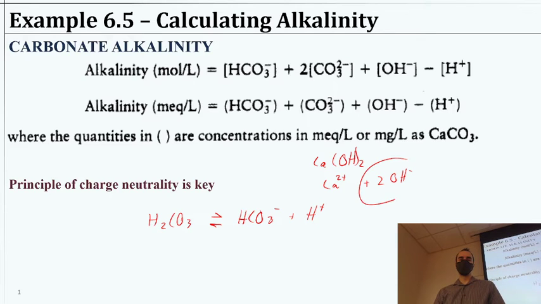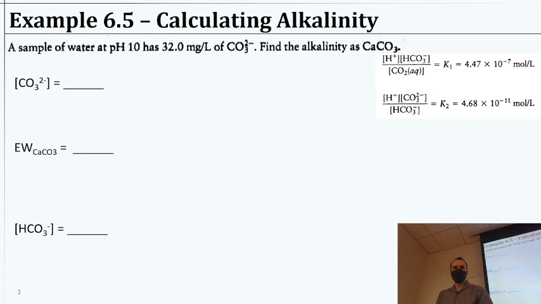But then if you're taking away these essentially by adding acid, then this 2 plus here is still providing in some way a buffering capacity that it's allowing for maybe a CO3 2 minus or something like that. So there's an aspect there of the charge neutrality that takes place. So let's take a look at example 6.5.